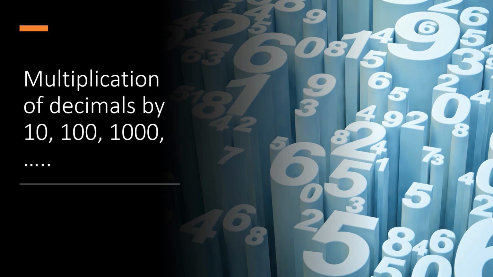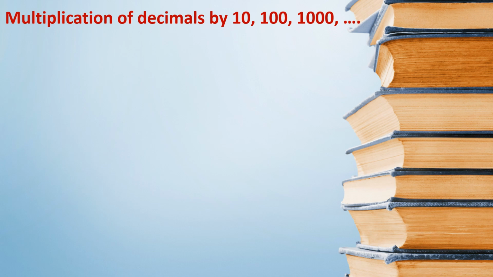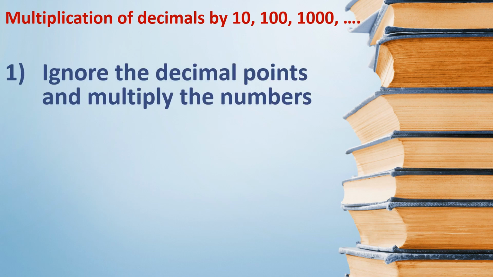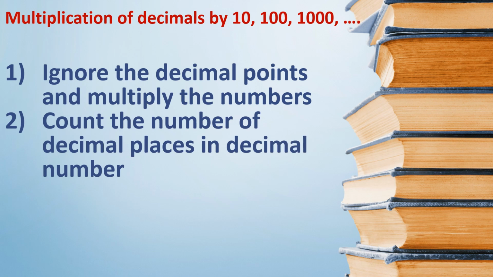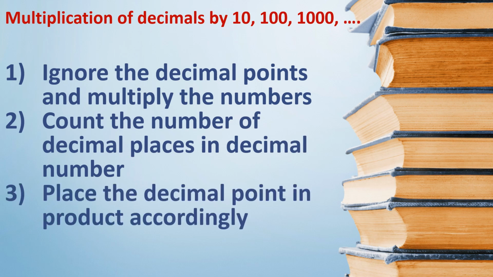Today's topic is multiplication of decimals by 10, 100, 1000. Multiplication of decimals by 10, 100 and 1000 is very easy. What you need to do: first ignore the decimal points and multiply the numbers just like a simple multiplication. Then count the number of decimal places in the decimal number. Then place the decimal point in the product accordingly. So let us see a few examples.